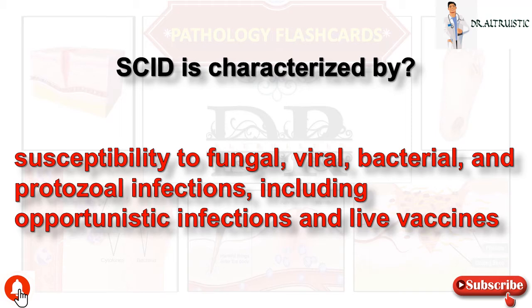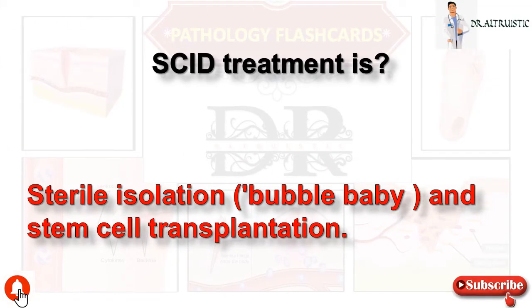SCID is characterized by susceptibility to fungal, viral, bacterial, and protozoal infections, including opportunistic infections and live vaccines. SCID treatment is sterile isolation, the bubble baby, and stem cell transplantation.